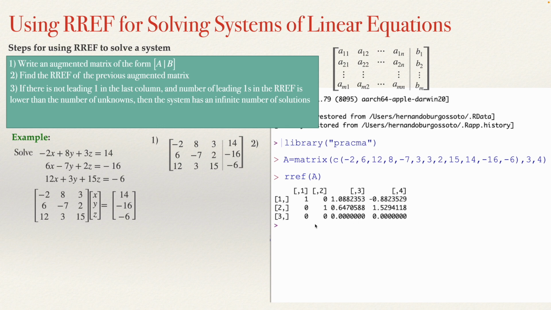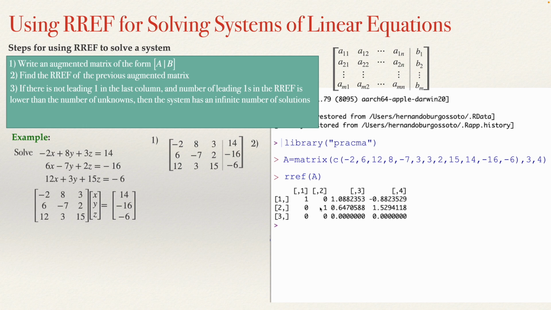When I see the reduced row echelon form, I notice that there are only two leading ones. You see this one and this one. And there is no leading one at the other side. There is no leading one in the last column. Because if there is a leading one in the last column, then the system doesn't have a solution. But in this case, there is no leading one there, and also the number of leading ones is lower than the number of unknowns. There are 3 unknowns, but only 2 leading ones. So it means that in this case, the system has infinite solutions.